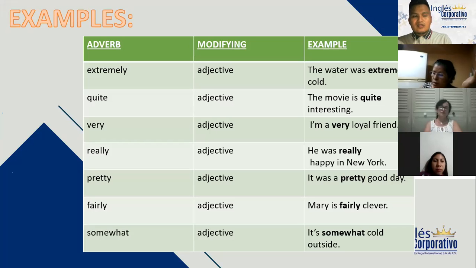Okay, perfect. So let's go with the adverb very. We have the example there, and it says, I'm a very loyal friend. We all know this word. Very significa muy. Since we were at school or high school, in English class, in daily life, casi siempre utilizamos examples like I am very happy, right? So you all know this word very. I'm a very loyal friend. Soy un amigo muy leal. And the adverb very is modifying the adjective loyal. Leal.